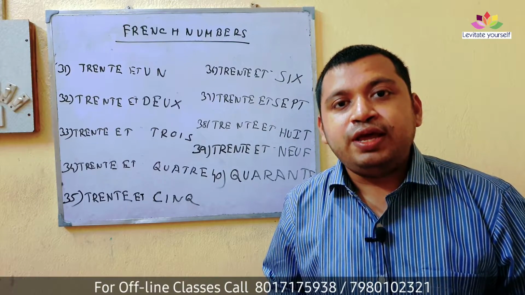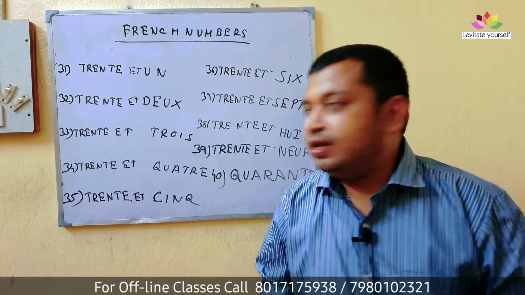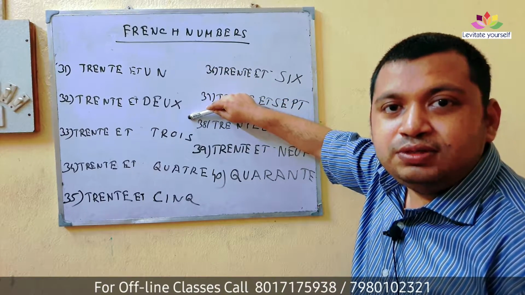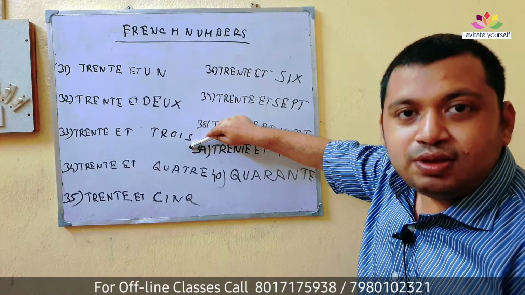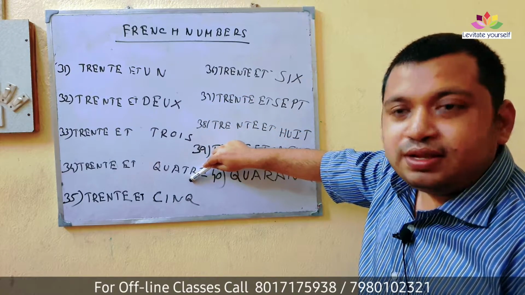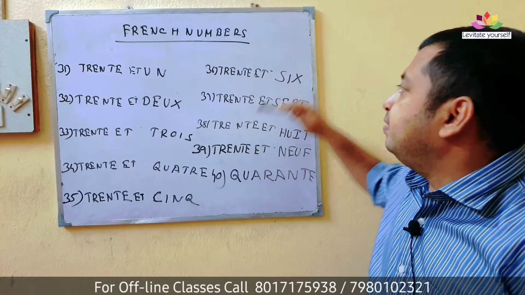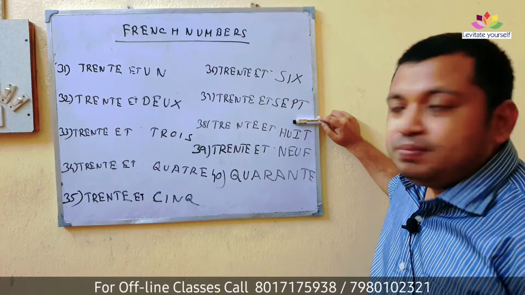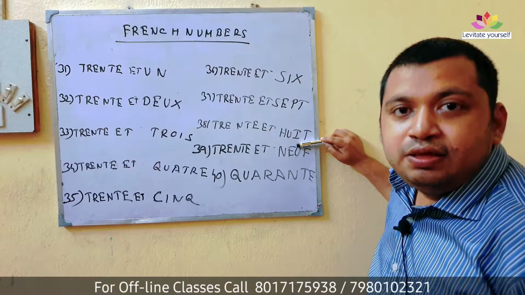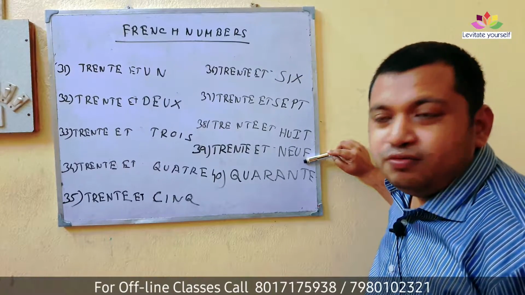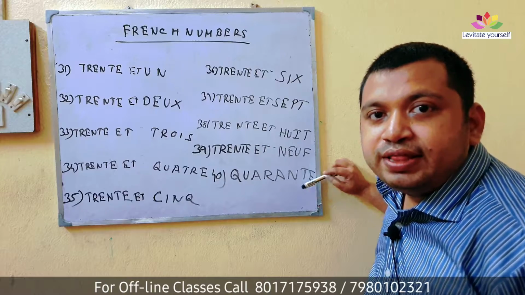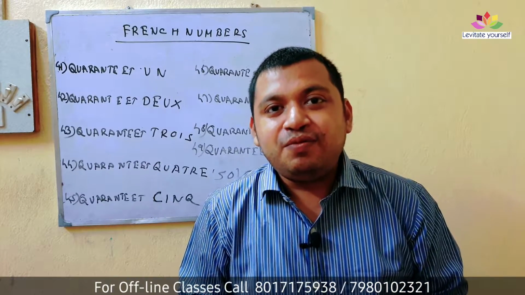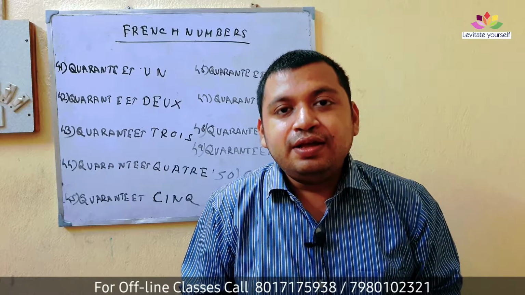Now let's repeat it all again from number 31 to number 40. Number 31 trente et un. Number 32 trente-deux. Number 33 trente-trois. Number 34 trente-quatre. Number 35 trente-cinq. Number 36 trente-six. Number 37 trente-sept. Number 38 trente-huit. Number 39 trente-neuf. Number 40 quarante. Now next we will learn from number 41 to number 50. Now let's learn from number 41 to number 50.